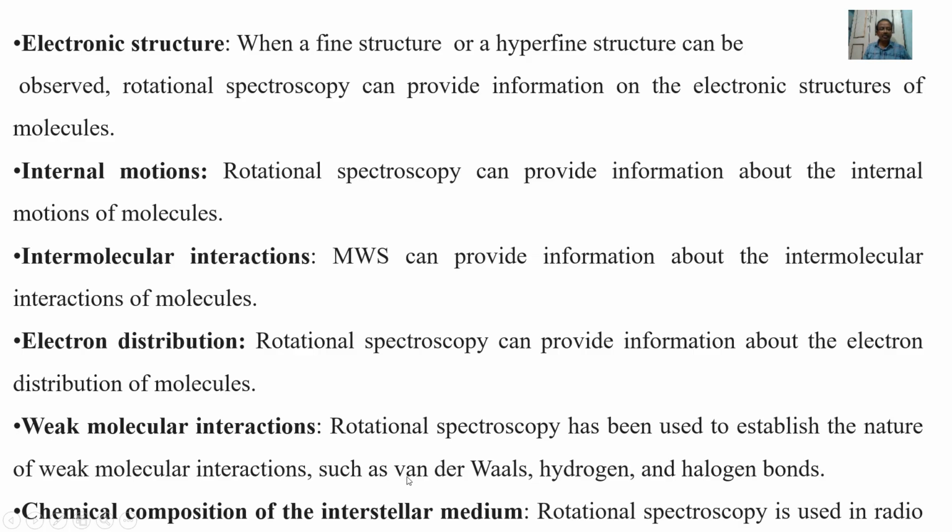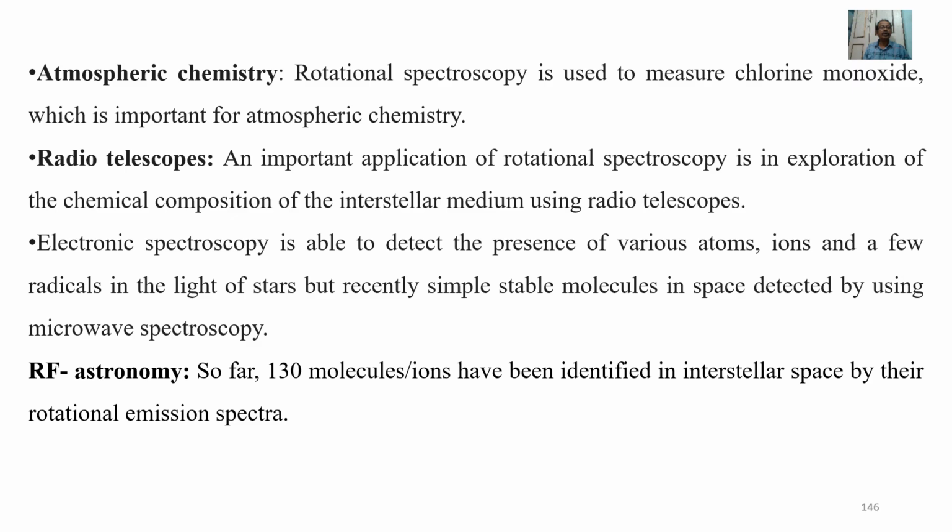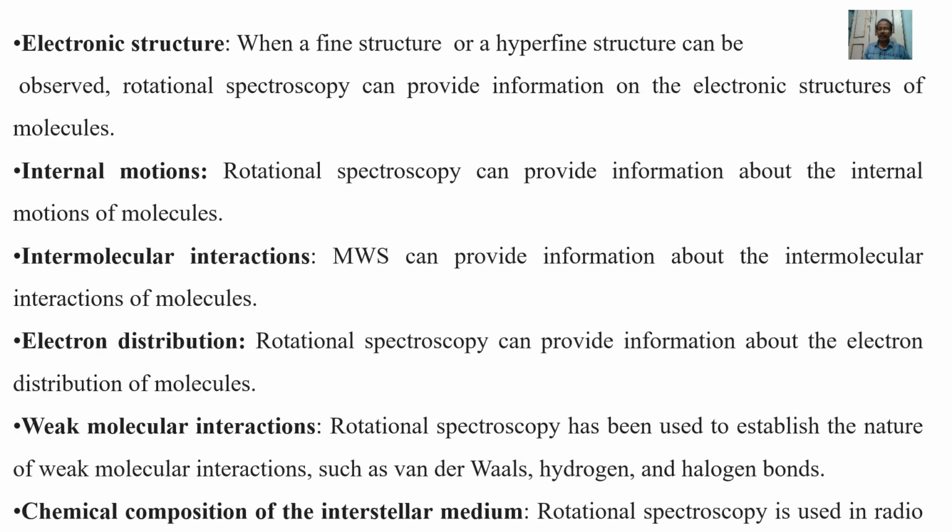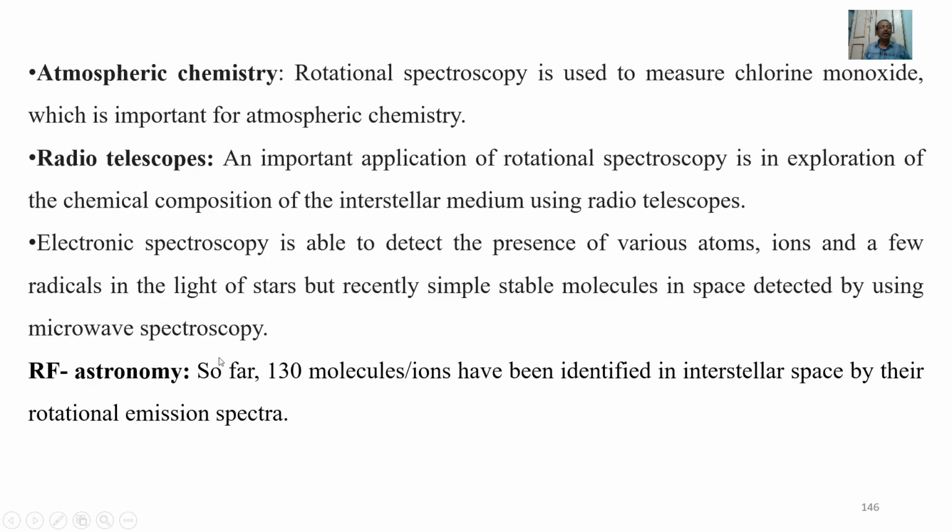Chemical composition of the interstellar medium. Rotational spectroscopy is used in radio astronomy. Atmospheric chemistry. Rotational spectroscopy is used to measure chlorine monoxide, which is important for atmospheric chemistry.